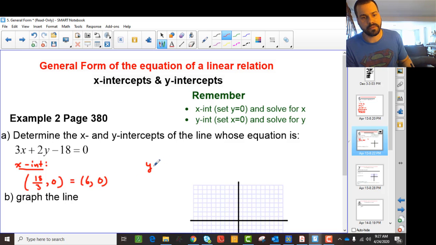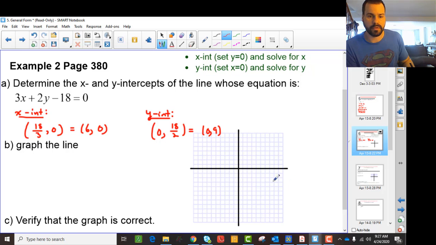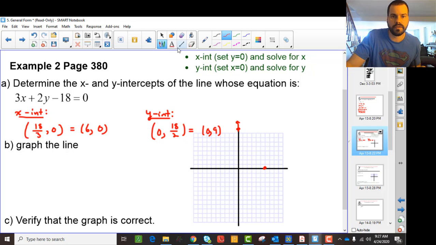And then the y-intercept is the same thing, except it's y: minus c over b. So it's 0 and 18 over 2. And that gives me 0 and 9. Okay, so I find the x and y intercept and then I plot them. So I go 1, 2, 3, 4, 5, 6, 7, 8, 9. So 0 and 9 is up here. Unfortunately, it's run off my grid. And then 6 and 0 is 1, 2, 3, 4, 5, 6, right here. So then I just connect those points with a line.